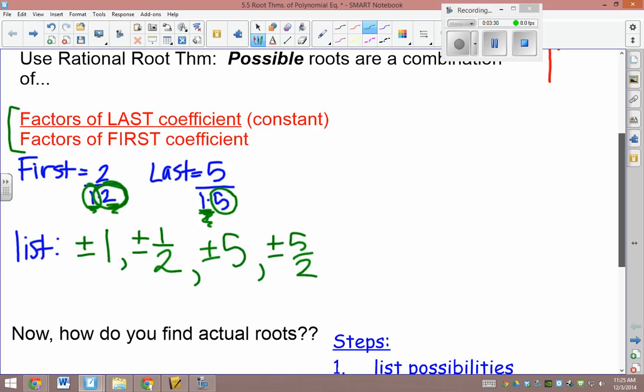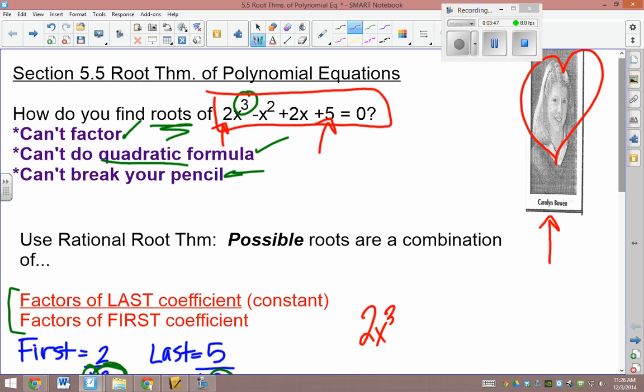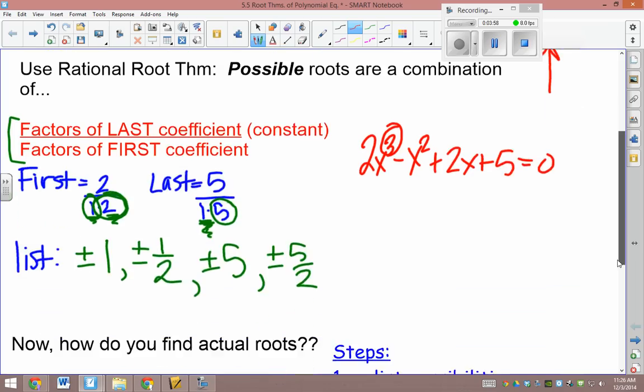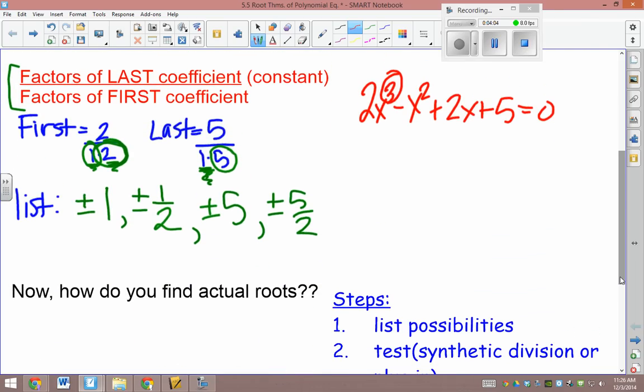Now, if you think about this, I have 1, 2, 3, 4 possibilities, and they all have plus and minus in front of them. So technically, I have 8 possible rational roots. And my original polynomial, remember, was that 2x cubed. In fact, I'm going to write that down here. 2x cubed minus x squared plus 2x plus 5. This is a cubic function, so we know that this thing has a total of 3 roots. Not 8, a total of 3. And it's possible that only one of them is going to be a rational root. So what we're going to do from there is test our list of possibilities. Our 8 possibilities, we're going to find out which of them are actually roots.